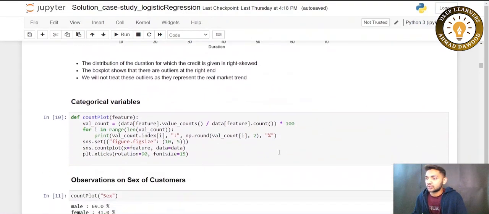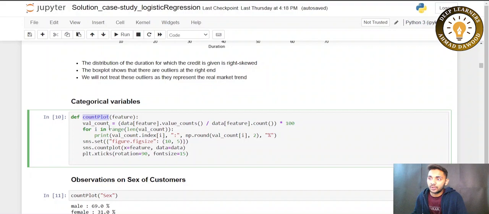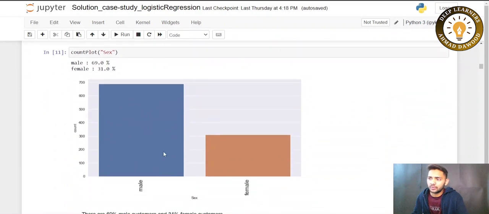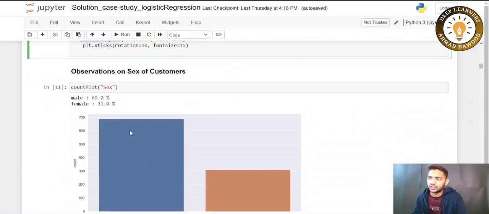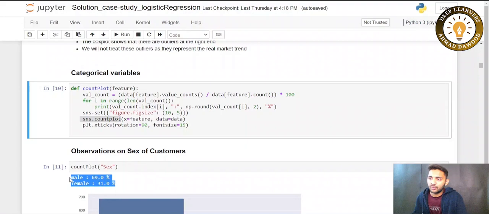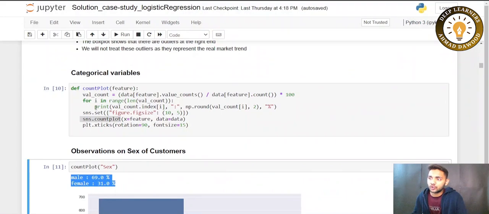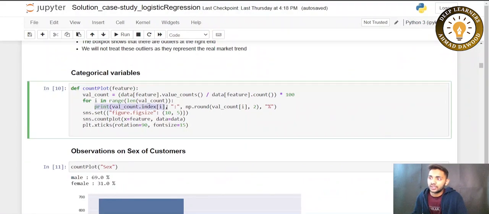Now I will use another function, the count plot function, for the categorical variables. I will plot each categorical variable one by one. This function uses sns.countplot, and the count plot will be drawn by this function. It will also print the percentage of each category.